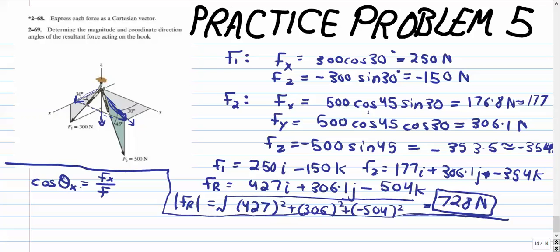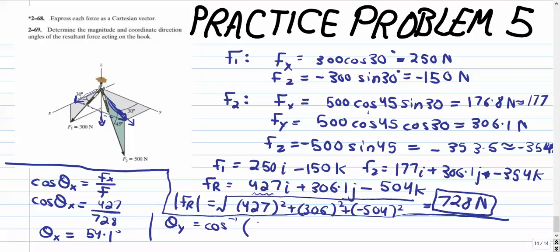So if you want to find theta x first, we will do cos of theta x is equal to the component along the x direction, which is 427, divided by the magnitude of the resultant force, which is 728. Taking arc cos of both sides, we get theta x is equal to 54.1 degrees.